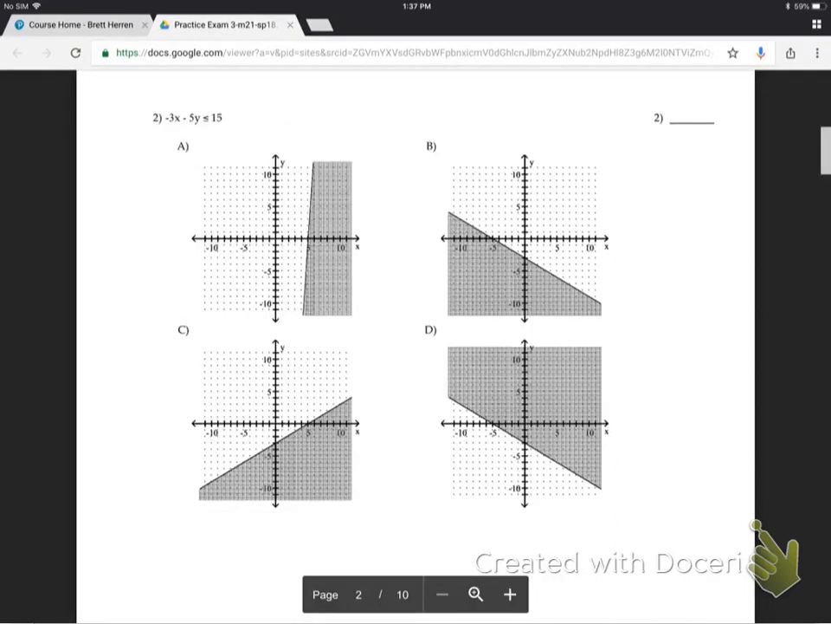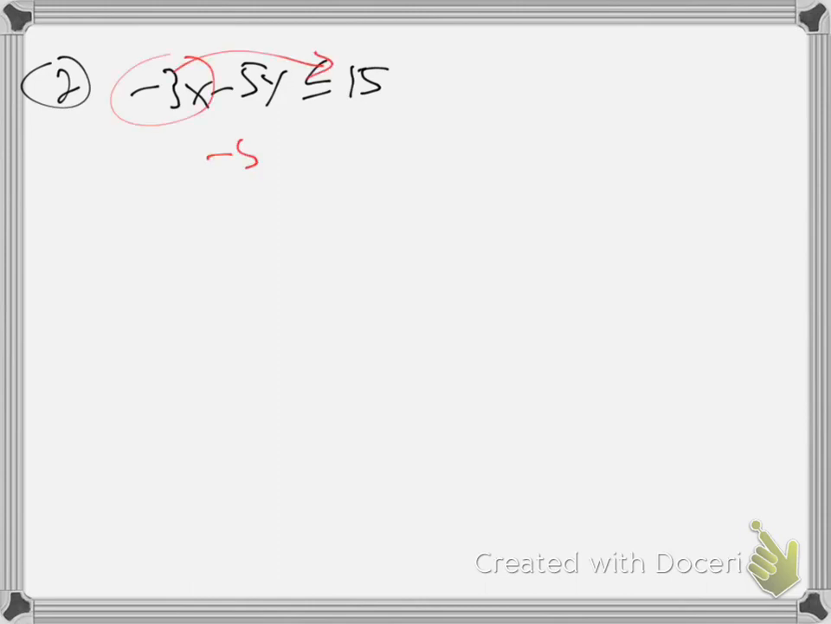Okay, so there's number 2. Minus 3x minus 5y less than or equal to 15. Number 2, it's the same thing. Get y alone, so I'm going to grab the 3x and bump it over. 3x plus 15. Last step to get y alone, divide through by negative 5. When you divide, you have to divide all the way through. Common mistake is just to divide a couple of them instead of all of them. Everybody good with that? Divide that negative 5 all the way through. Doesn't the sign change? Good job.